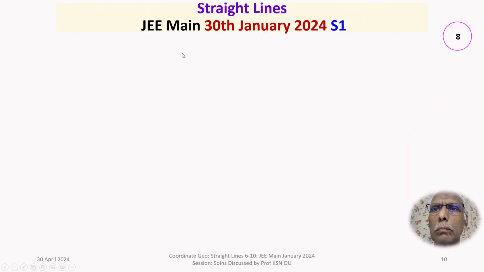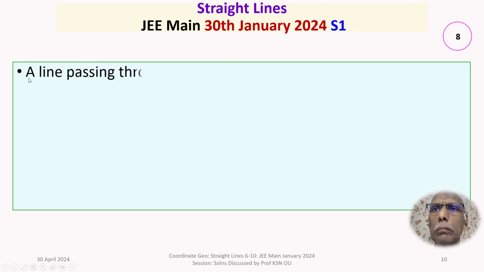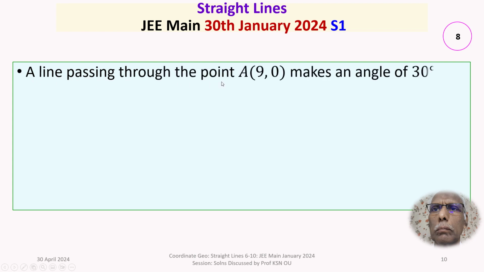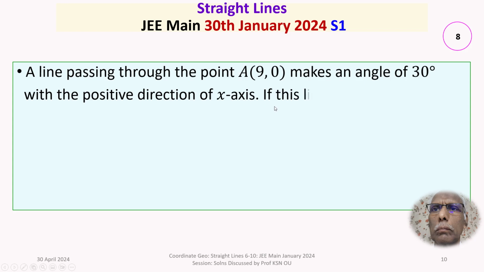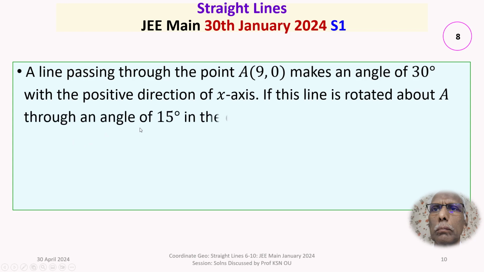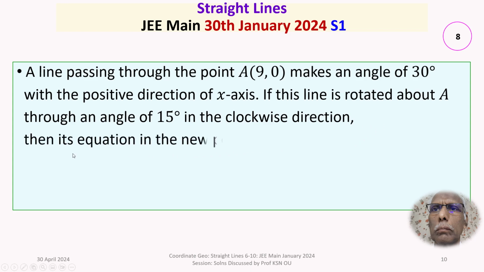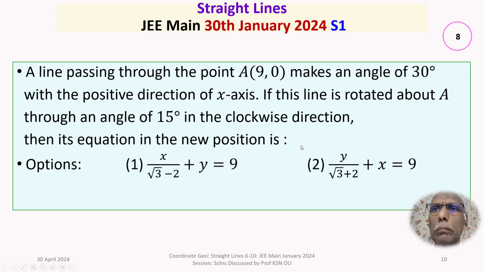This question has appeared in the JEE Main exam held on 30th January 2024 in the first shift. A line passing through the point A with coordinates 9, 0 makes an angle 30 degrees with the positive direction of x-axis. If this line is rotated about A through an angle 15 degrees in the clockwise direction, then its equation in the new position is, we are given 4 options.